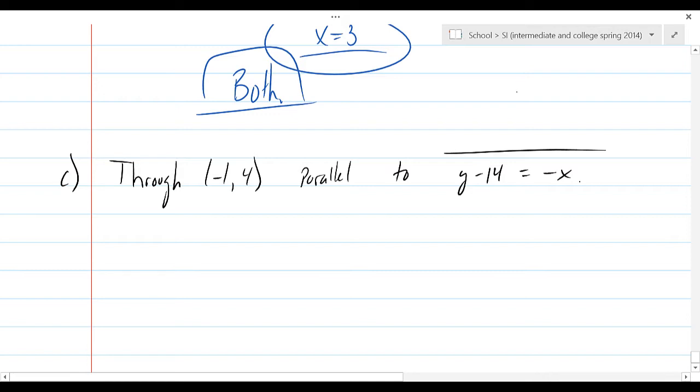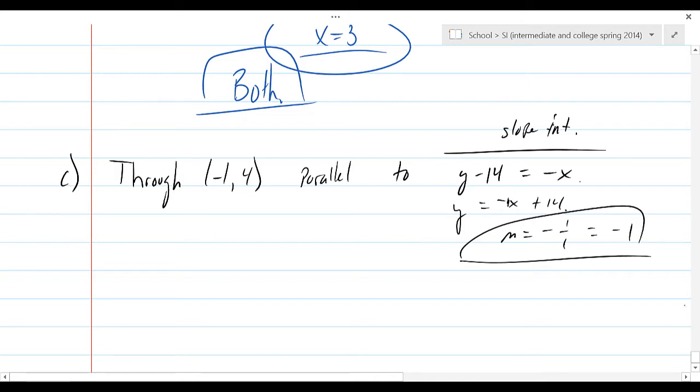I can do that by getting into slope intercept form. So I'm going to solve for y. I get y equals, I add 14 to both sides, and I get negative x plus 14. My slope, m, equals negative 1 over 1, or negative 1, because there's an imaginary negative 1 in front of the x. Yes. Both of those answers are acceptable.